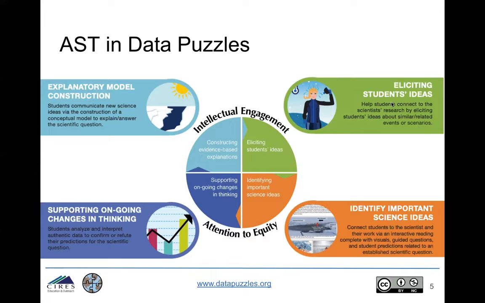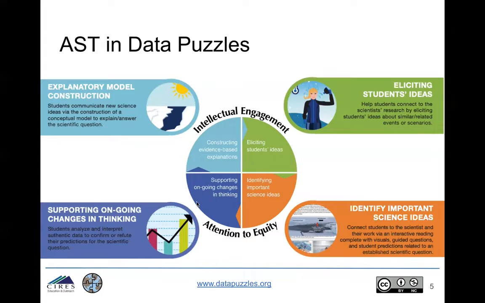After you elicit students' ideas, we dive into the science investigation by reading about scientists and their work in an interactive reading where there are different discussion prompts and different videos and data visualizations embedded in that text to help students visualize what they are reading. Included in this identifying important science ideas practice, we ask students to identify the investigative question, the question scientists are investigating, and make a prediction about that question. And then they'll investigate that question and test their prediction in this supporting ongoing changes in thinking practice.